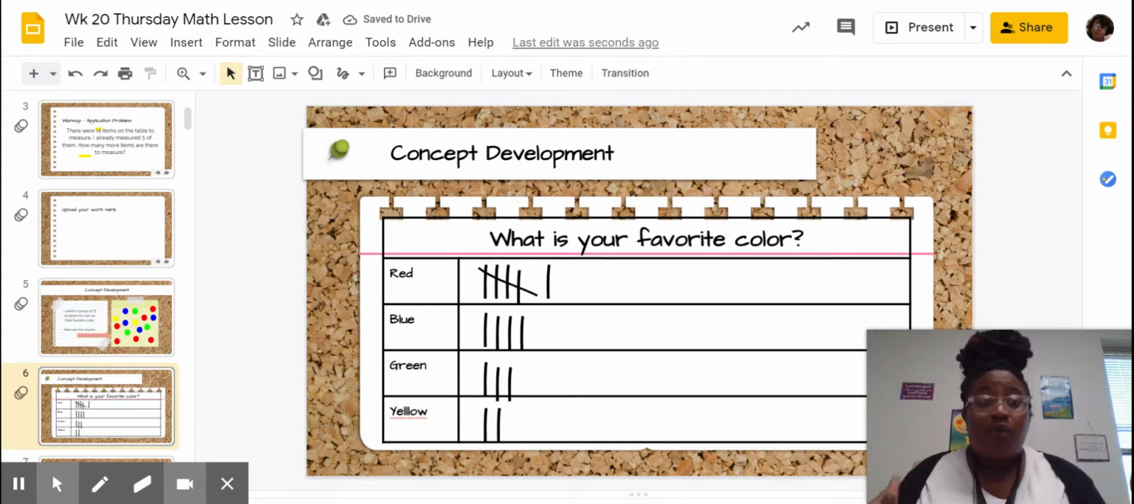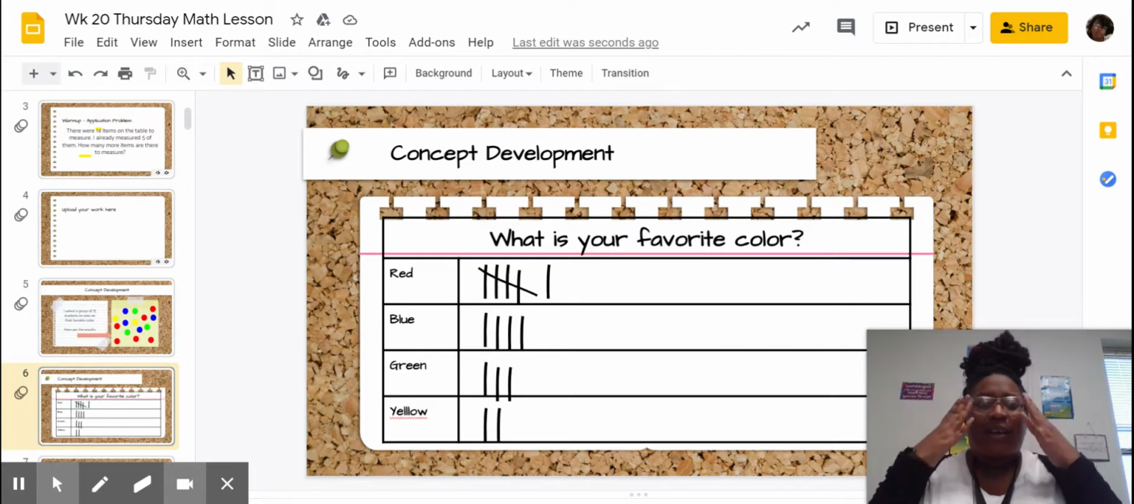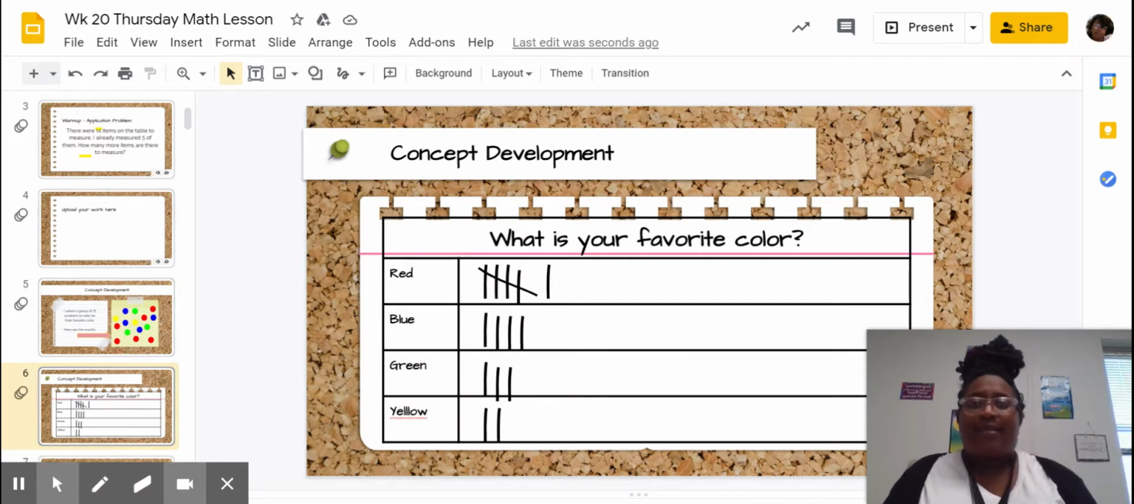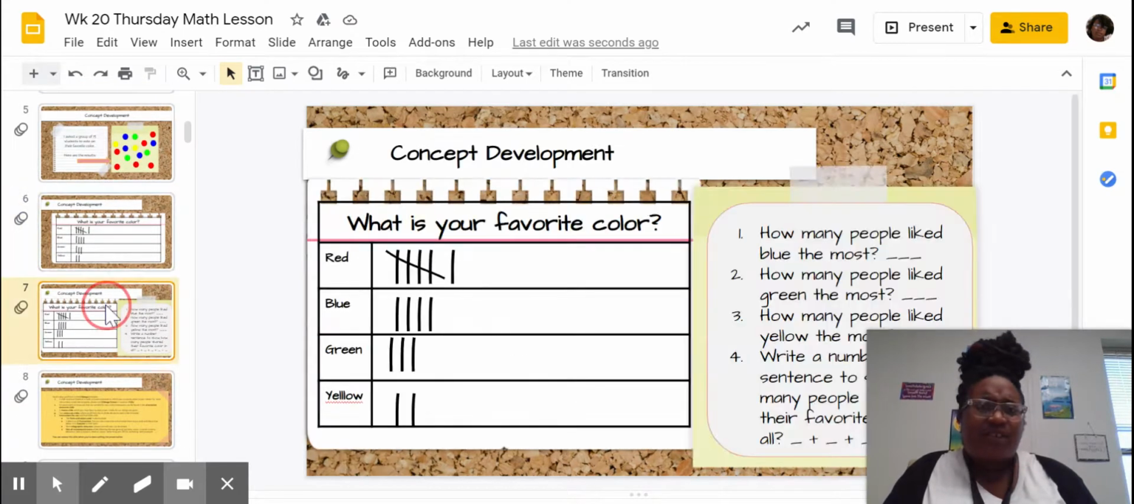This is a much more organized way to share my data. It's so clear. I can clearly see that 6 students chose red, 4 students chose blue, 3 students chose green, and 2 students chose yellow. Remember, friends, every straight up and down tally mark represents 1 student. When you see 4 straight up and down tally marks and 1 diagonal line across, that represents the number 5. So now it's easy for us to be able to analyze this data. So let's answer some questions about our data.